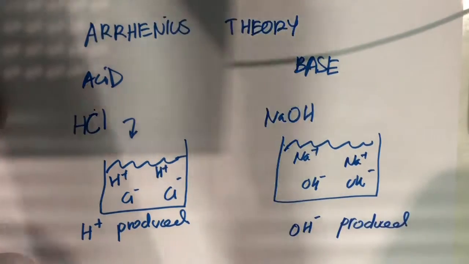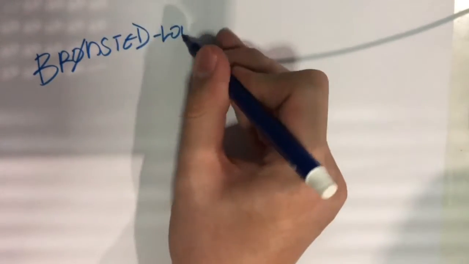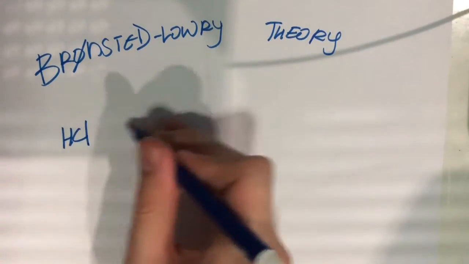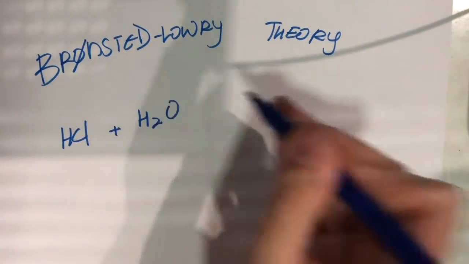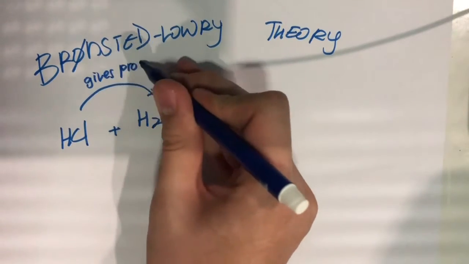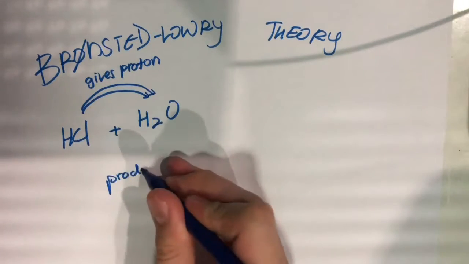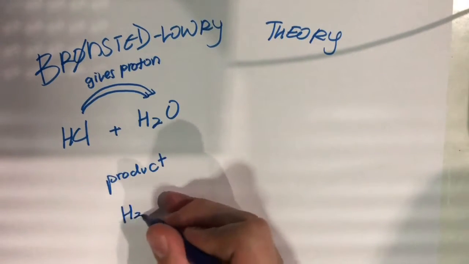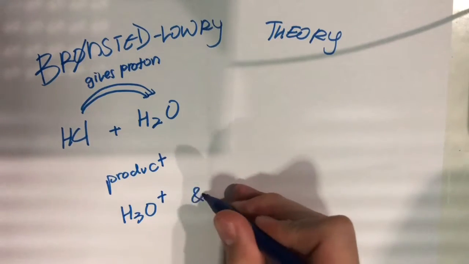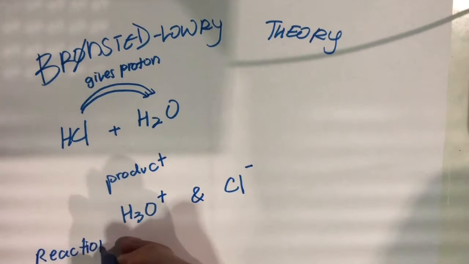On the other hand, Bronsted-Lowry theory states that acids are substances that donate a proton or hydrogen, while bases are substances that accept a proton or hydrogen. Consider the reaction between HCl acid and water that produces hydronium and chloride ions. Hydrochloric acid donates a proton to water and water accepts it. So hydrochloric acid is an acid and water is a base in this reaction.